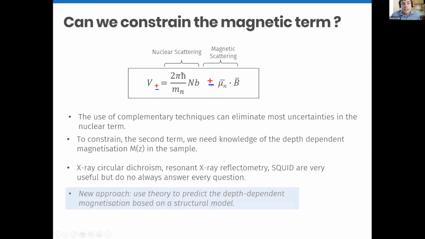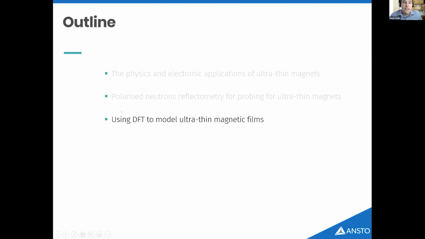But the new technique that I've been developing to solve this problem is to really try and use theory to construct structural models of the thin film bilayer or thin film layer and predict based purely on theory, which we can then use to double check the polarized neutron reflectometry fitting and vice versa. Okay, so this brings me to the final part of my talk, which is using DFT to model ultra-thin films and what we can learn from that.